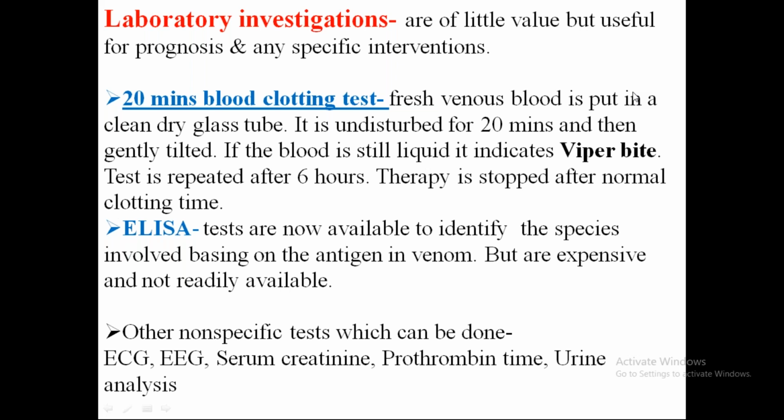And then another test is the ELISA test. The ELISA test is used to identify the species involved based on the antigen and the variant. So it is a very important test, but it is very expensive. It is not really available in India. So we are not doing this ELISA test in our casualties or in our labs because it is very costly and it is not available in major villages or towns. Only in the cities it can be available, and it is very expensive. Every patient cannot afford it.